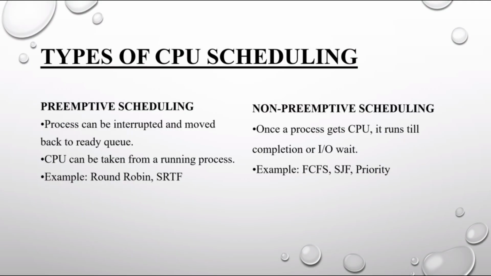Types of CPU scheduling. There are mainly two types of CPU scheduling: preemptive CPU scheduling and non-preemptive CPU scheduling. In preemptive scheduling, the operating system can interrupt a running process at any time and give the CPU to another process. While in non-preemptive scheduling, once a process starts running on the CPU, it will continue until it finishes. In simple terms, preemptive can interrupt a process, and non-preemptive lets the process run without interruption.